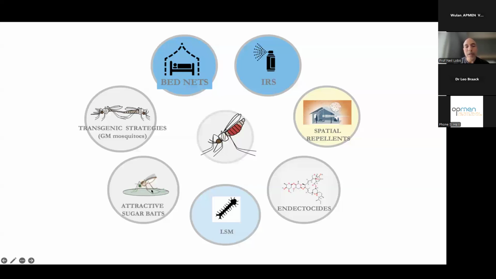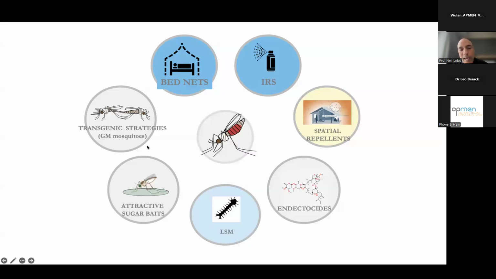ATSBs, or attractive targeted sugar baits, or attractive toxic sugar baits, depending on who you talk to, is where mosquitoes will feed on an insecticide-treated sugar source, sugar meal, because as you know, mosquitoes feed on sugar as well, and that will increase their daily death rate or kill off quite a few of them. The present trials for ATSBs have not demonstrated great success, but let's see what happens to them. And then now the transgenic mosquitoes or genetically modified mosquitoes, and that may take a while to be approved. But these are what are being evaluated right now.